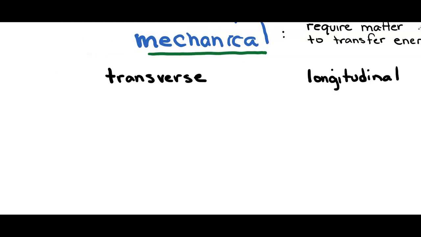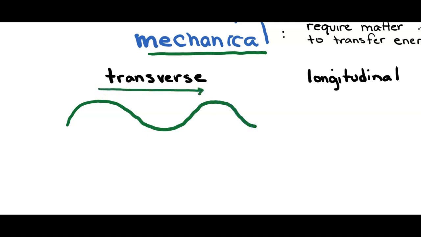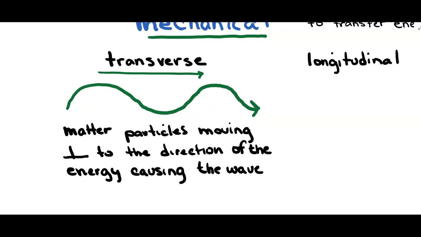A transverse wave is probably what you're familiar with, seeing up and down, because the energy transfer is happening, in this case, from right to left as the wave travels. And what is actually moving for a transverse wave? Going from left to right, the matter particles are actually going up and down. Matter particles are moving perpendicular to the direction of the energy that's being transmitted that creates this wave.